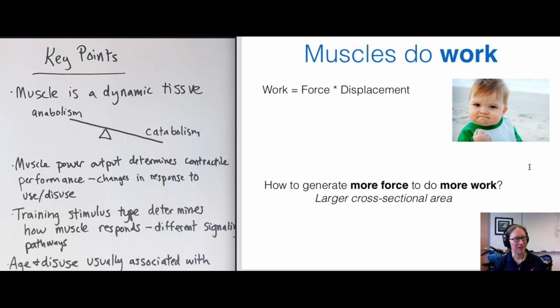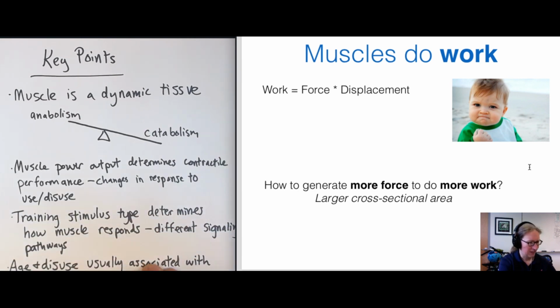So taking a little bit of a step back, just to reiterate, the major job of skeletal muscles is to perform work. From a physics standpoint, you can quantify work as the product of the force that's produced and displacement. This then leads to a question: how can a muscle generate more force to do more work? The major way that muscles can accomplish this is through the presence of a larger cross-sectional area.